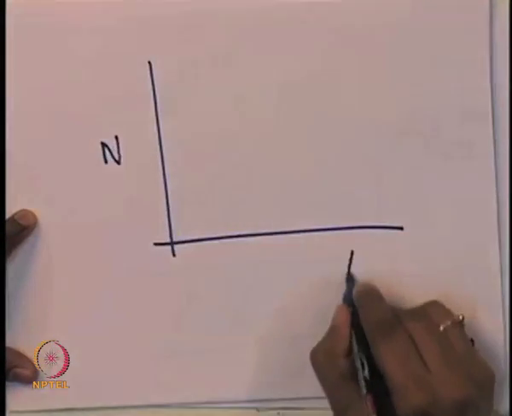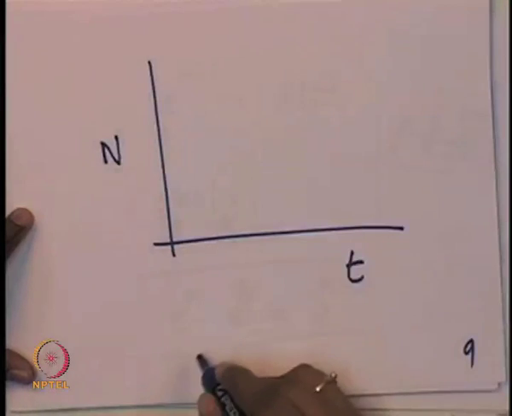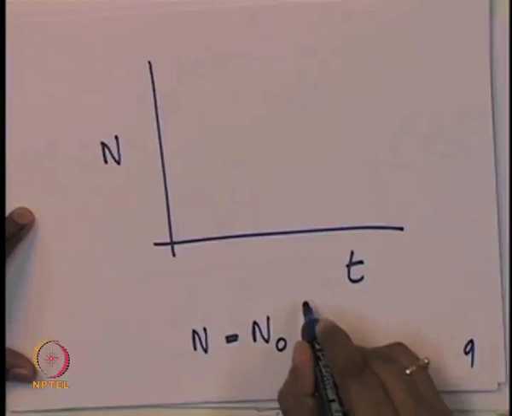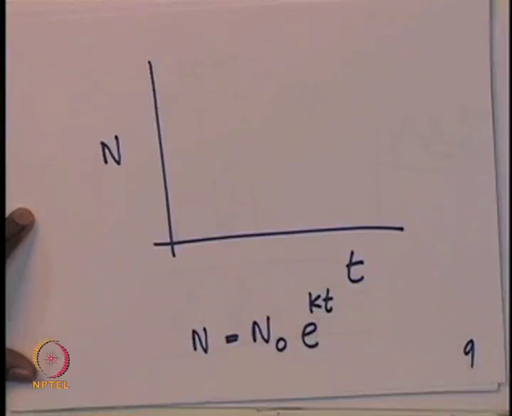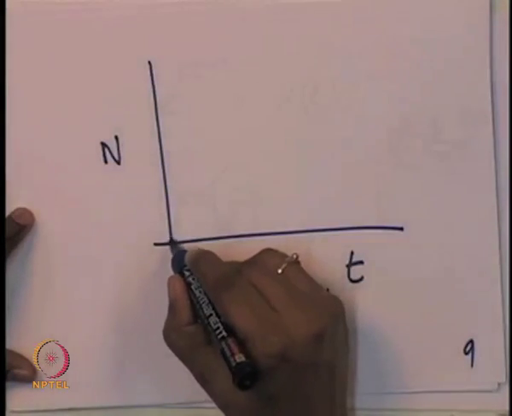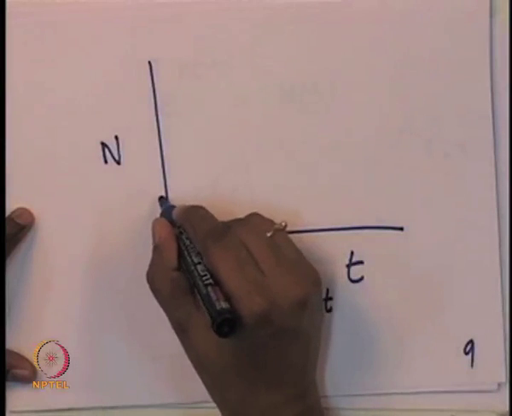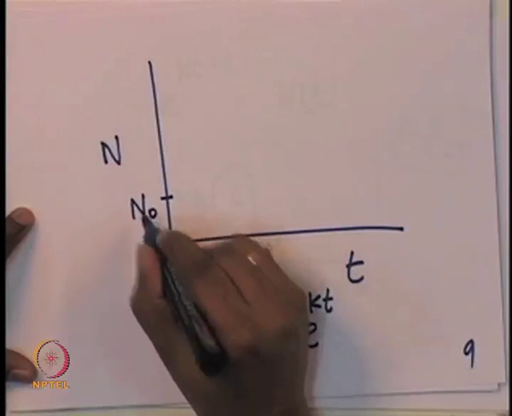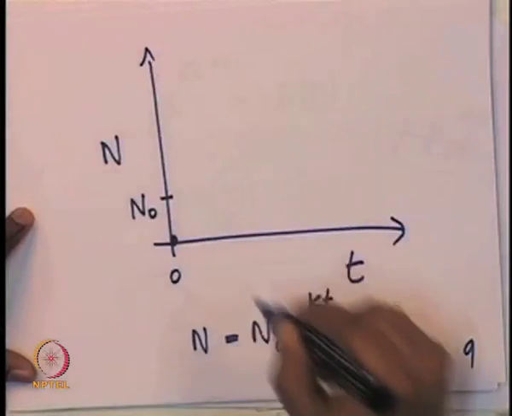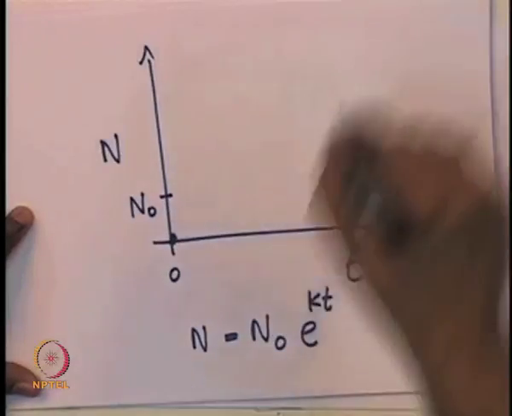n versus t. For every t value there is an n, and our equation is n is n0 e power kt. So, when t equal to 0, n equal to n0. So, when t equal to 0, n has some particular value, let me call this n0. So, this is 0 and then t increases. Now, this is an exponential function, and we have seen how we plot exponential functions.